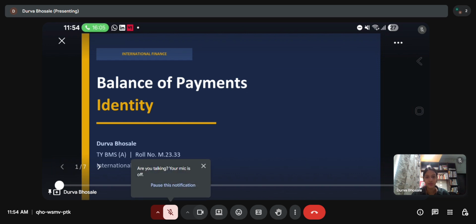My name is Durva, and my topic for International Finance Project is Balance of Payments Identity. Through this presentation, we will understand what is balance of payments, how it works, the balance of payments identity, some real world examples, and advantages and limitations of balance of payments.